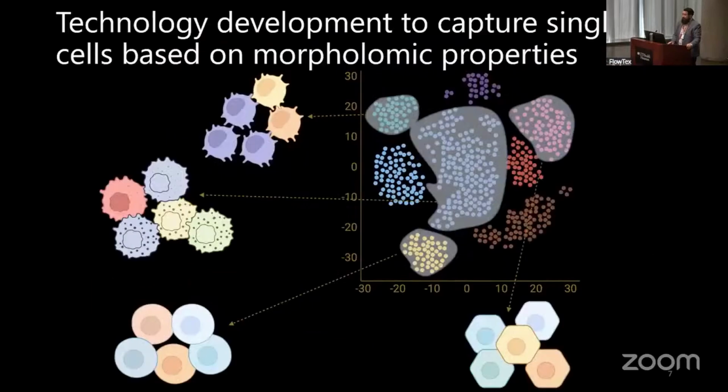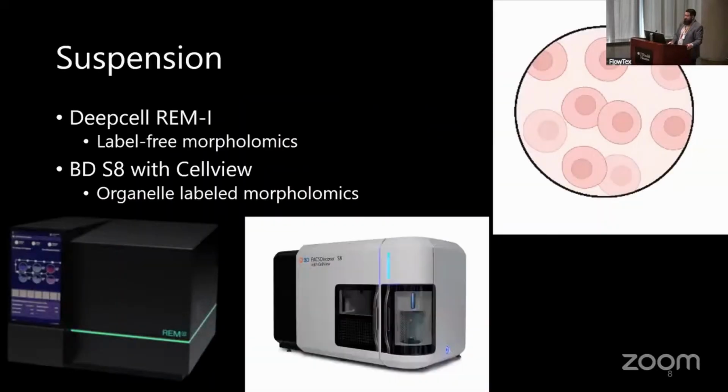So beyond that. Now, we are at a point where we can now sort based off of morphology. And ideally, you have these UMAPs based upon whatever algorithms you're using, combination of morphometric or deep learning. But the idea is you identify clusters based off the morpholome, and you want to sort those to do your fun stuff afterwards. So this is done in suspension. There's two instruments that I was able to use. The Deep Cell REM-I, which is a bright field, completely label-free, and the S8, which is also label-free, but then has some fluorescent channels as well.